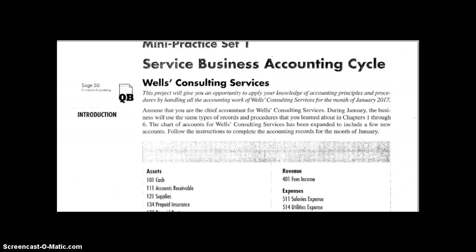Once you open your mini practice set, you're given all the information you need. And this is the textbook page. These are your chart. This is your chart of accounts. The first thing you do is open a ledger account for each one of these accounts. So you open the ledger account for each account using the name of the account and also the account number.